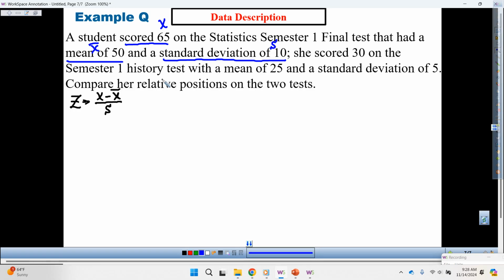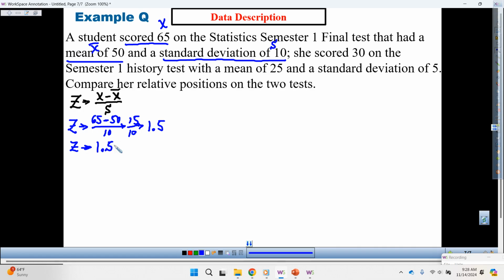So go below right here in blue. Z score is X, which is 65. The mean is 50. And the standard deviation is 10. So that gives me 15 divided by 10. What is 15 divided by 10? 1.5. So the Z-score is 1.5. And you're wondering, what does that mean, Mr. Q? I'll show you in a little bit.